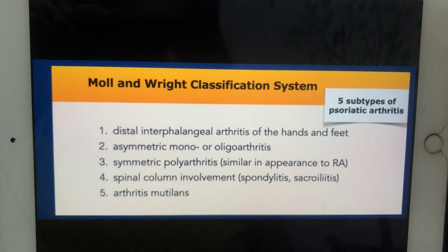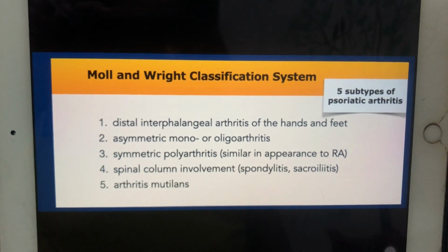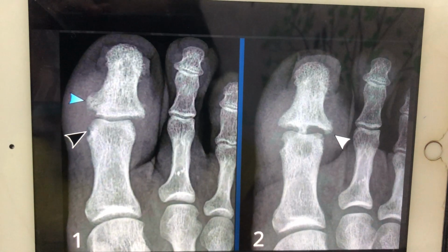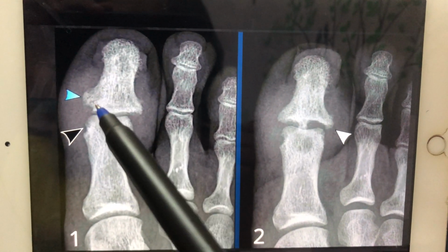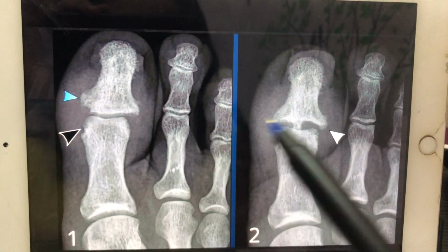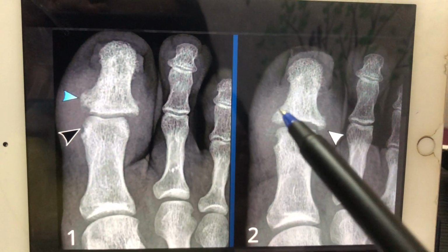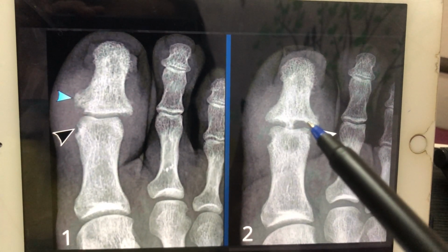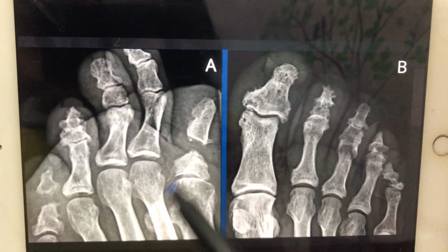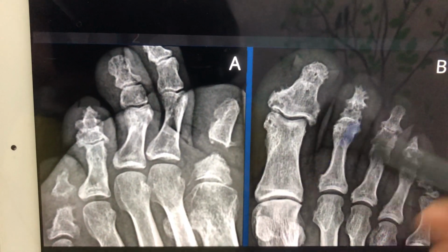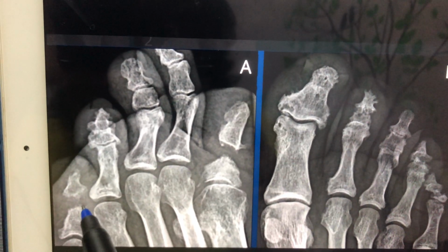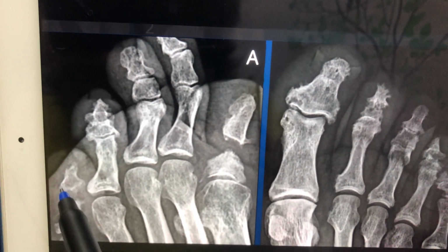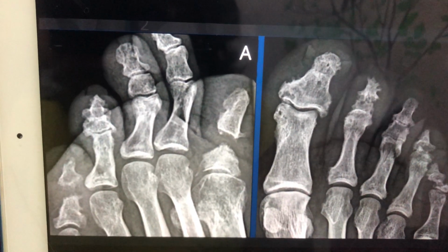Now this is a Moll and Wright classification system for psoriatic arthritis, which is given in certain medicine textbooks, so you can go through that. In the early phase of psoriatic arthritis, you can have small marginal erosions, but as the disease progresses, the bony margins appear overhanging, giving rise to a penicillin cup deformity. Now, this is a flared metaphysis. This is the cup. This picture shows a more advanced form of psoriatic osteoarthropathy. So here you can see the tipped point of the pencil, and this is the flared metaphysis giving rise to that cup appearance.